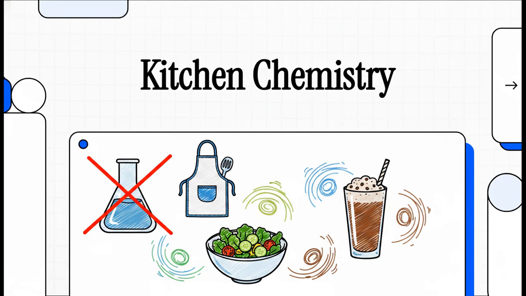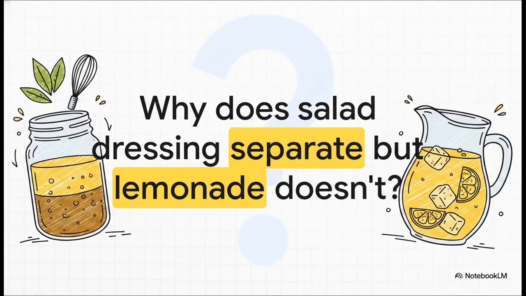All right, forget the lab coat and safety goggles for a minute. Today, we're putting on a kitchen apron because it turns out some of the coolest chemistry you'll ever see happens right in your own kitchen. Let's get into it. You know what I'm talking about, right?